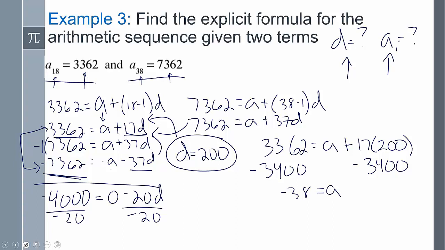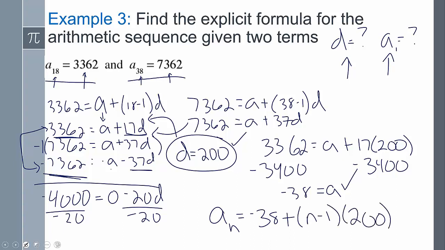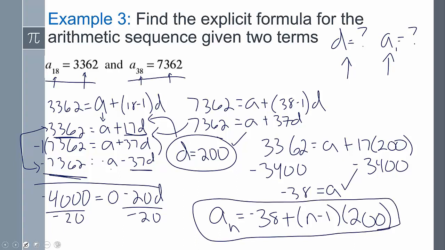So I have my first term. I have my common difference. Now I can write the explicit formula. And that is my answer, where n is greater than or equal to 1. Last one.